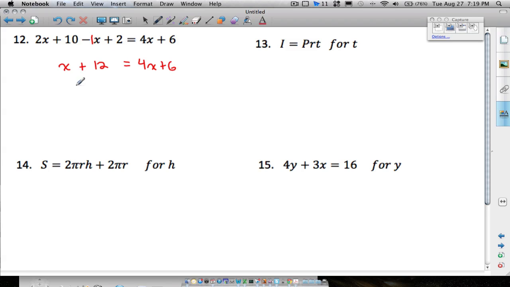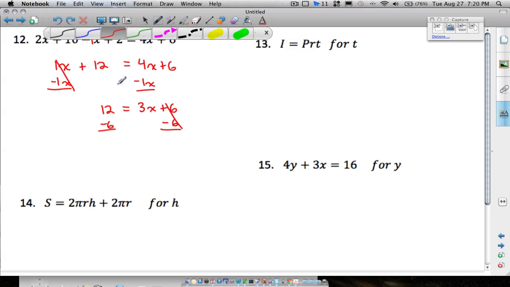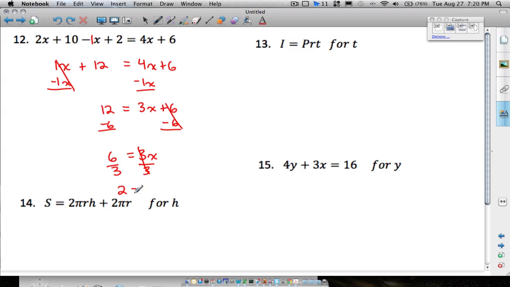I like to move the smaller to the bigger, so let's subtract that understood 1x from both sides. The 1x is canceled over here, so we're left with 12 is equal to 4x minus 1x is 3x plus 6. Now let's work on getting x by itself. So we subtract that 6 from both sides. The 6 is canceled right here. Bring down what you have left. 12 minus 6 is 6. Bring down your equals, and we have a 3x. To get x by itself, divide both sides by 3. Therefore, we get 2. 6 divided by 3 is 2. 2 is equal to x.